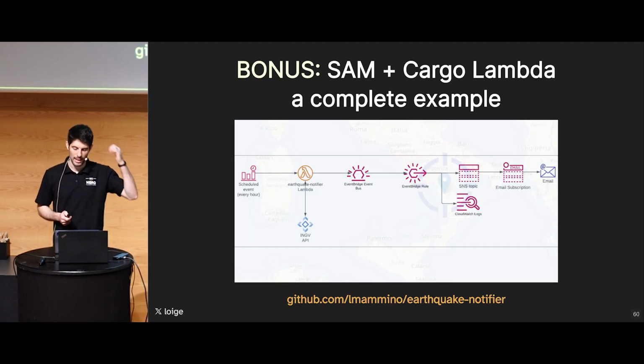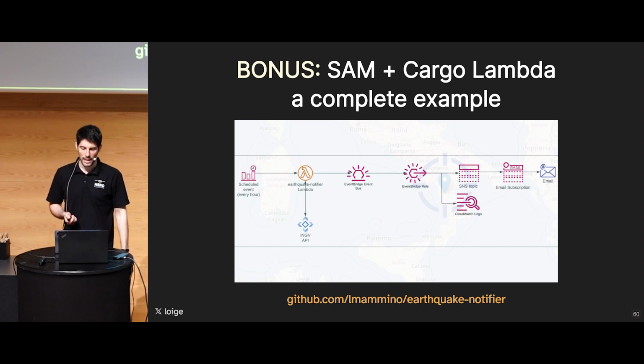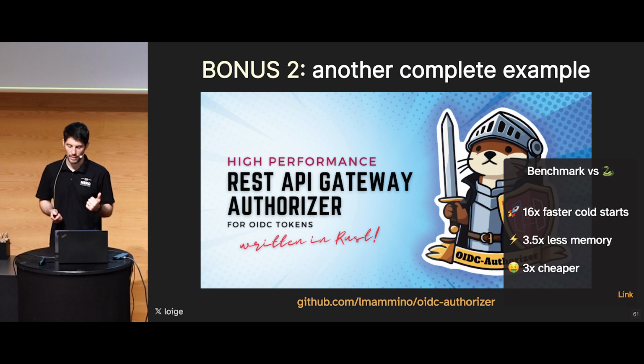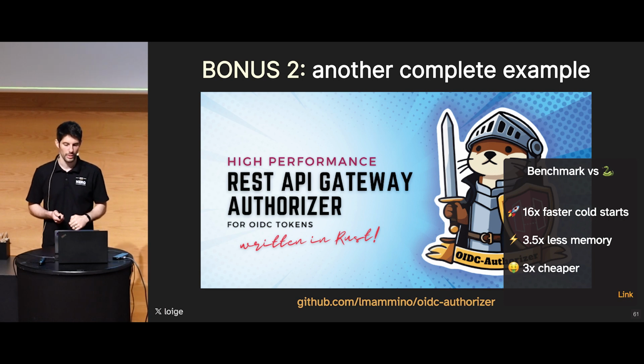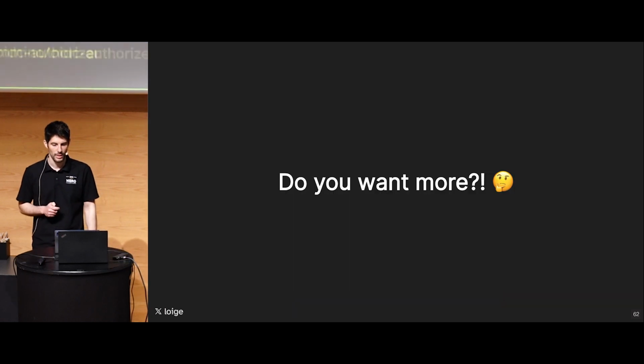For instance, this is an application that can track and notify you about earthquakes. Here I have an open source REST API gateway authorizer for OIDC tokens. So if you do private REST API gateways and you need to validate OIDC tokens, this can be a useful solution. I also created some benchmarks comparing it with a Python implementation. So if you're curious, you can check all of that as well.